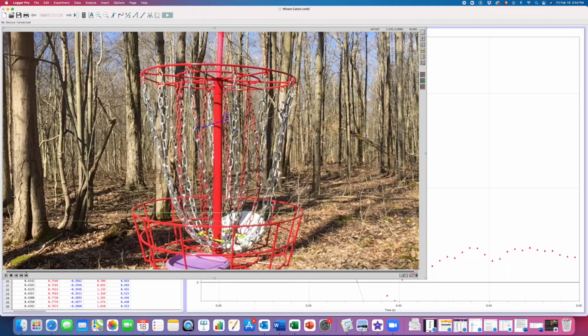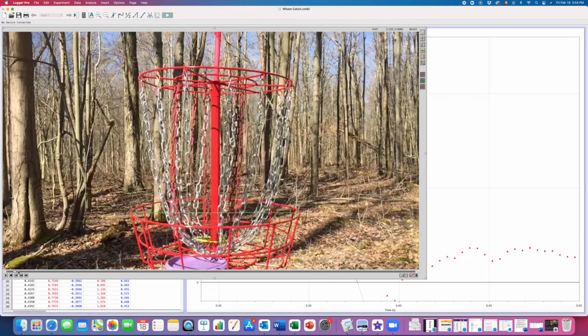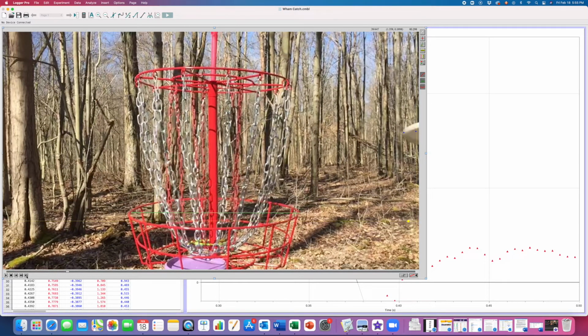All right, that was too fast. I couldn't really see it. Let's go frame by frame. All right, the disc is in the frame now, and we see it moving in.